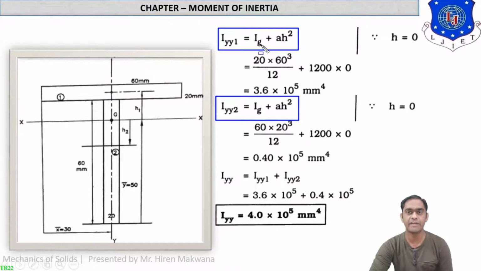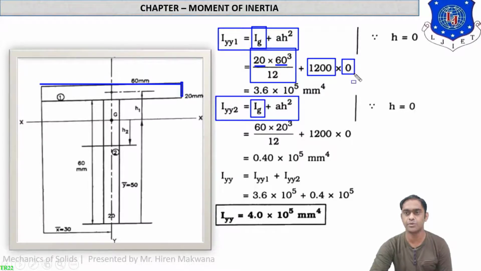While calculating Iyy, what is Ig? So the formula will interchange the values. It will be d B cube by 12. Okay, so what is d B cube by 12? You can see in part 1, depth is 20 and B is 60. So d B cube by 12 means 20 into 60 cube by 12. Area will be 1200 and h will be 0. How will h be 0?